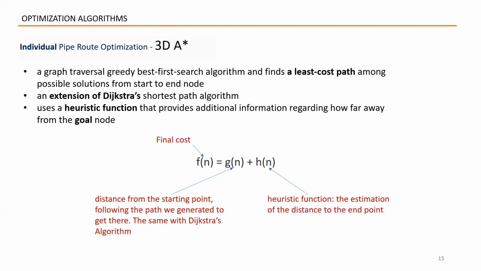And this paper modified the original A star to a 3D version called 3D A star because of this 3D spatial system. The basic function of 3D A star is here: Fn is final cost, Gn is distance from the starting point, following the path we generated to get here. This is the same as Dijkstra algorithm. Hn is an estimation of the distance to the endpoint. This is a heuristic function.